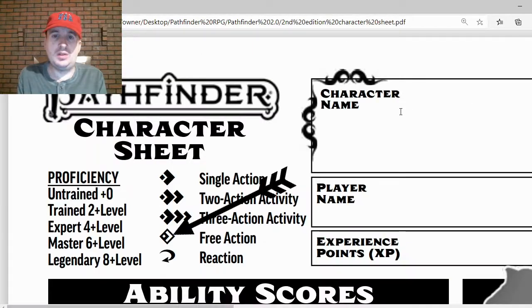The next symbol on the list is for the free action. These are activities that take no time at all, such as dropping an item. These do not count towards your 3 actions that you get on your turn.